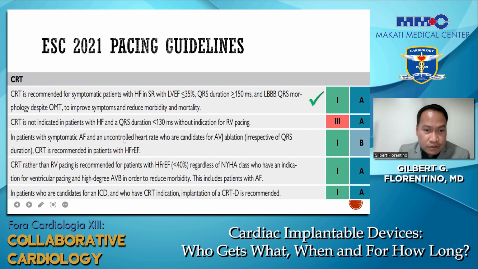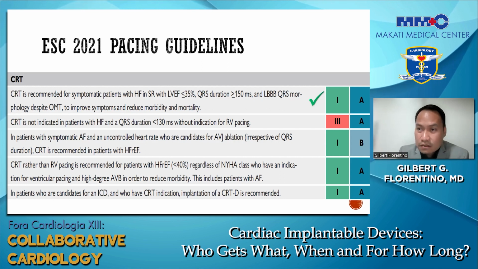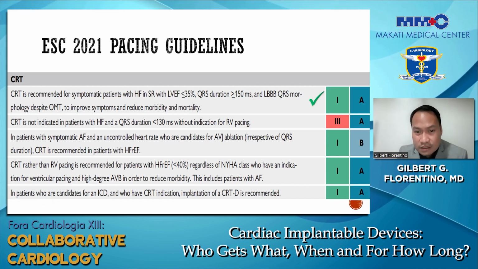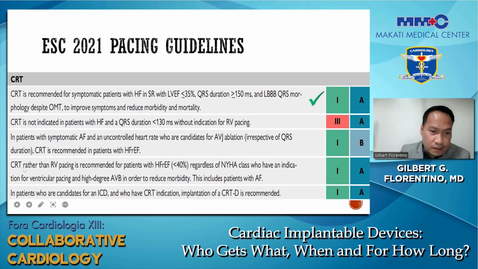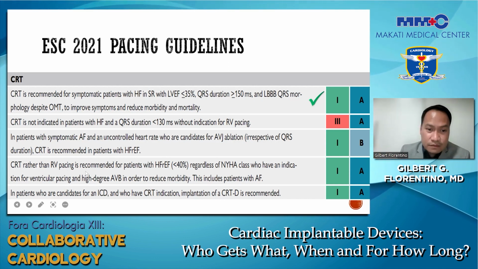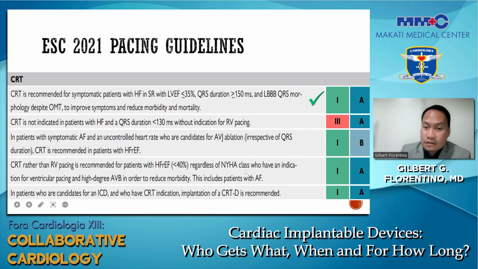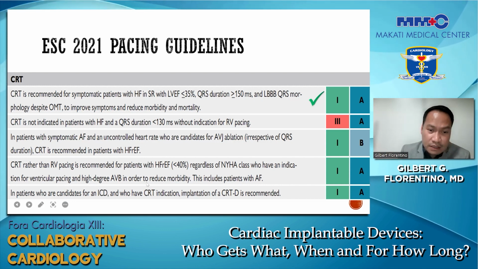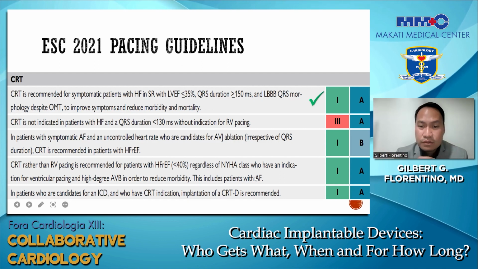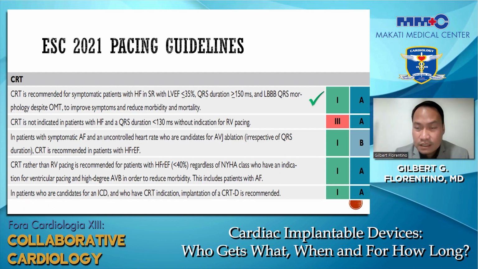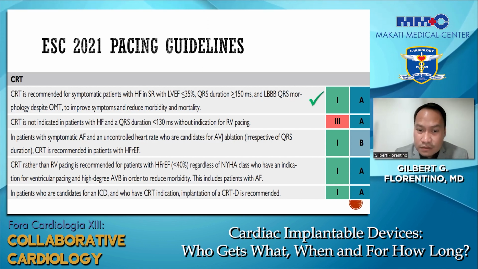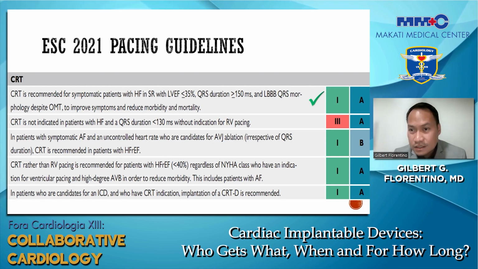In symptomatic atrial fibrillation with uncontrolled heart rate, for example, when considering AV node ablation to induce AV block, then regardless of the QRS duration, CRT is recommended as class 1. And we mentioned this already, CRT rather than RV pacing is recommended for low EF, regardless of heart failure classification, in those who have an indication for ventricular pacing and AV block. So the moment you have an RV pacing indication, the patient is automatically a good candidate for CRT pacing. And for those patients with an ICD indication, of course, CRT-D is recommended.